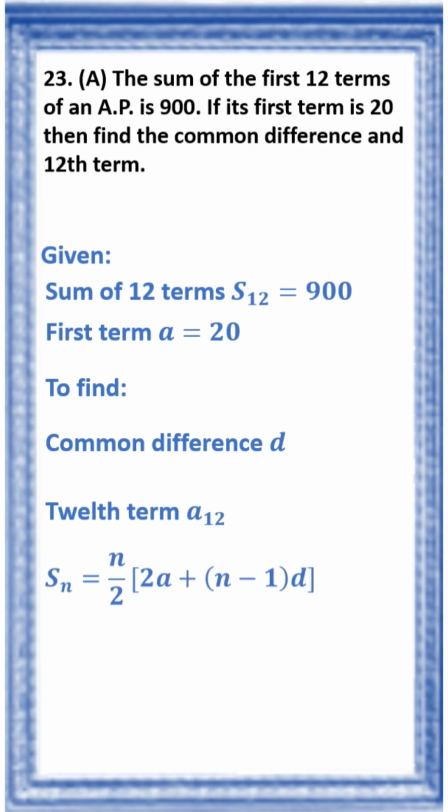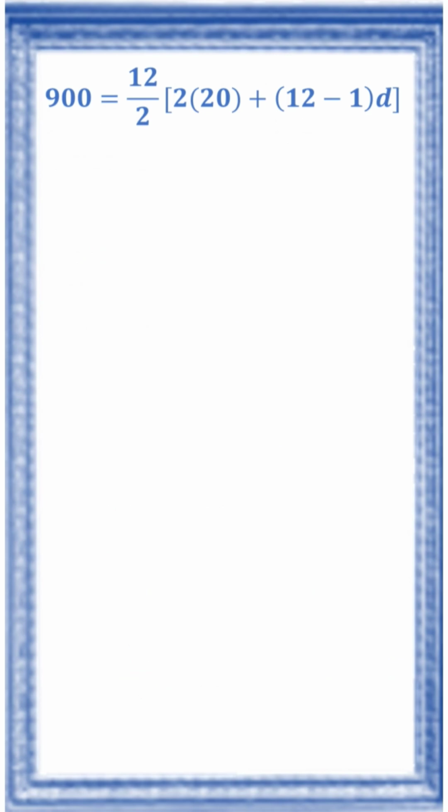Common difference can be found out by using the formula for the sum of first n terms of an AP. The formula is Sn is equal to n by 2 into 2a plus n minus 1 into d. Here Sn has been given, n also, a, d we have to find out. So now let us substitute the values. Sn is 900, n is 12, a is 20. So now we have 900 is equal to 12 by 2 into 20 plus 12 minus 1 into d.